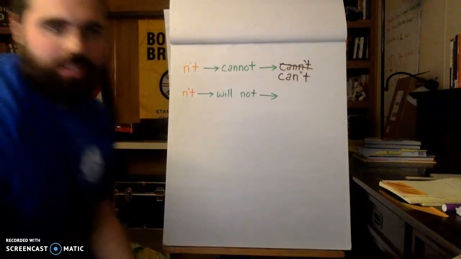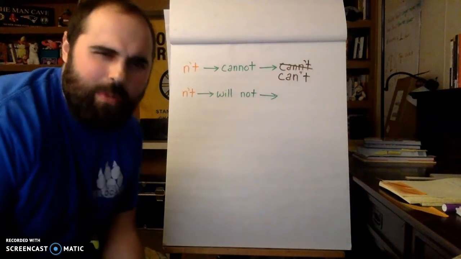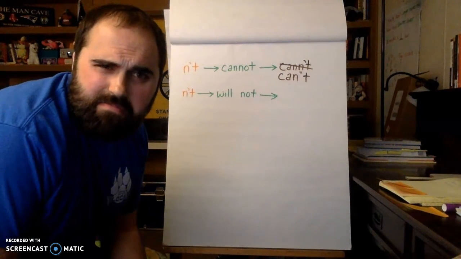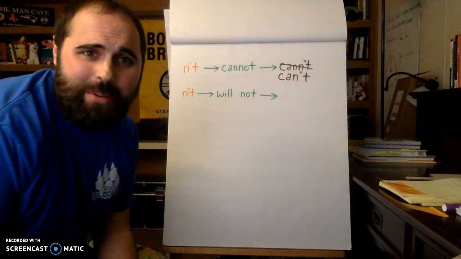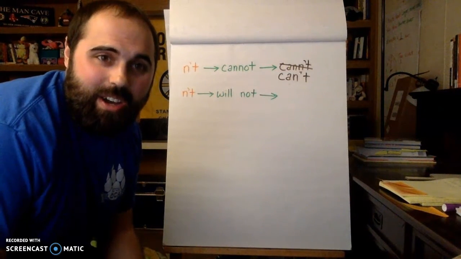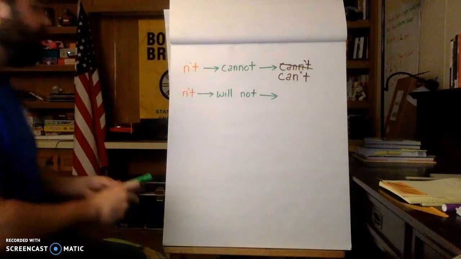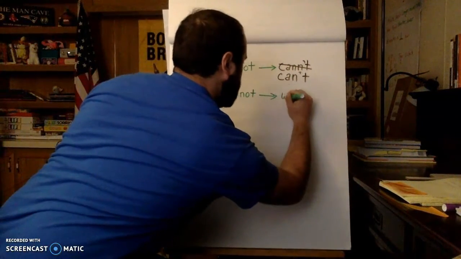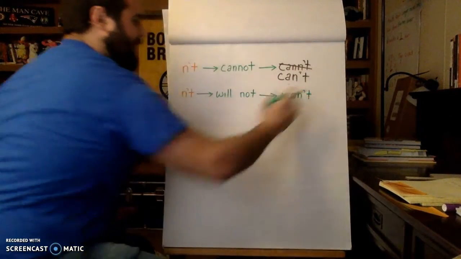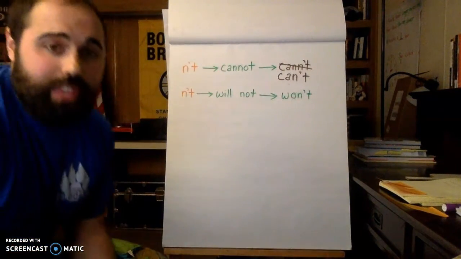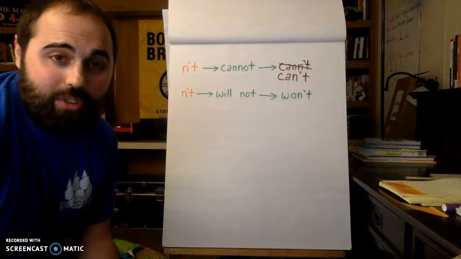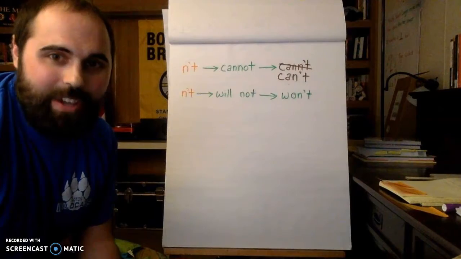Or will not. I will not do that. Think about what that contraction could be. Willn't? Not really, right? We don't say the word willn't. We shouldn't be saying that. What do we say instead? I won't. w-o-n apostrophe t. So the word changes for these contractions, so the whole spelling does change. And these are just a couple of the exceptions. There's not a whole lot out there, so just be careful of these two.